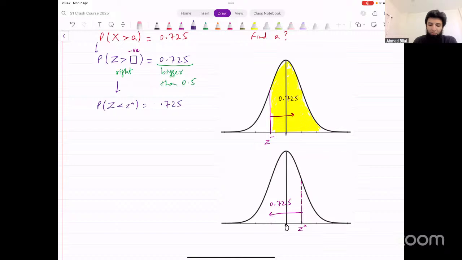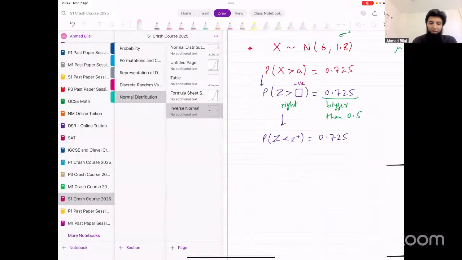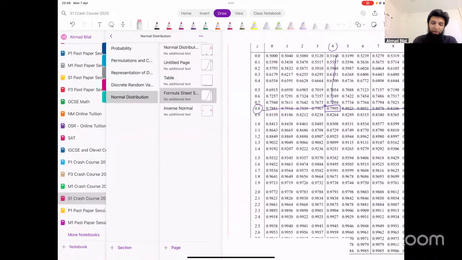Now, is this standard form? Is this standard form now? This is z less than a positive number. It is standard form. We can use the table for this. We have the probability given. We have to find the z value using this, right? Probability is given. We need to find the z value. So now we can go to the table, 0.725. Let's see the corresponding z value for that.